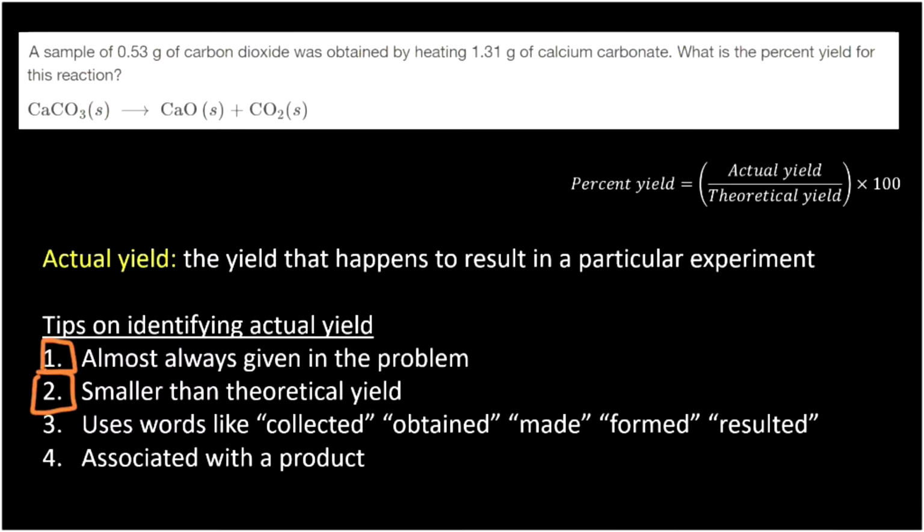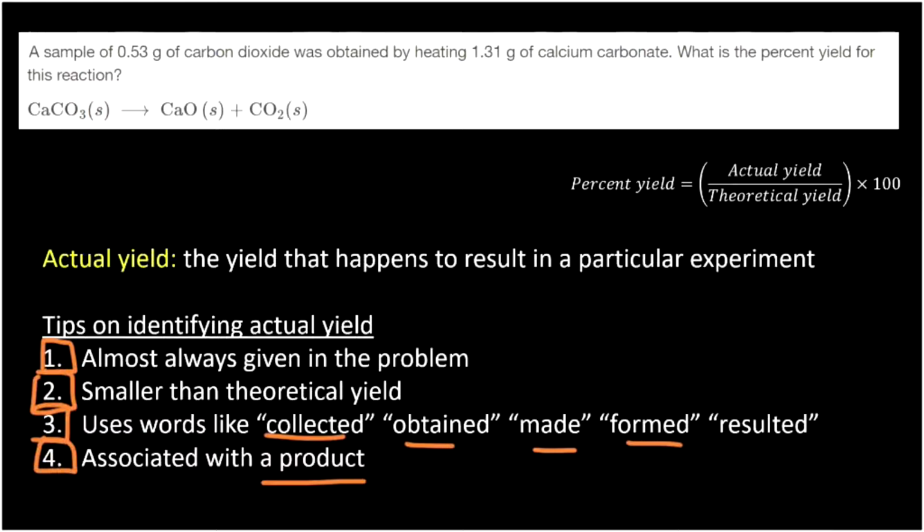It uses words in our word problems like collected or obtained, made, formed. So to tell us the actual yield, it'll say we collected 10 grams, we obtained 10 grams, we made 10 grams, we formed 10 grams. And remember, it's a yield. It's something we make. So it's always associated with a product.